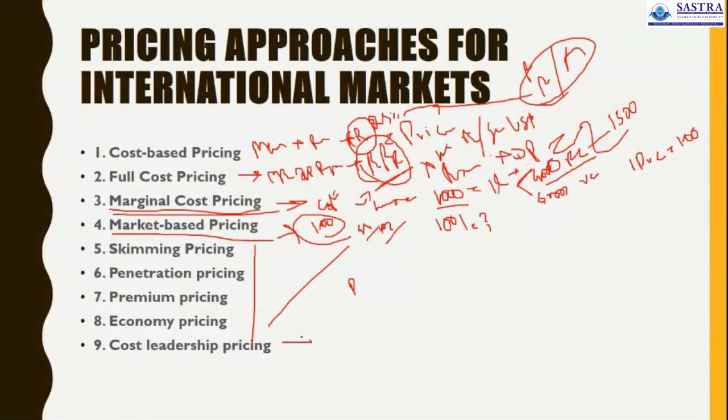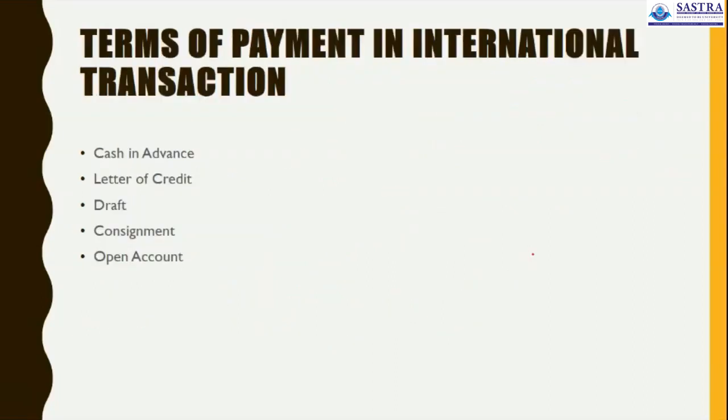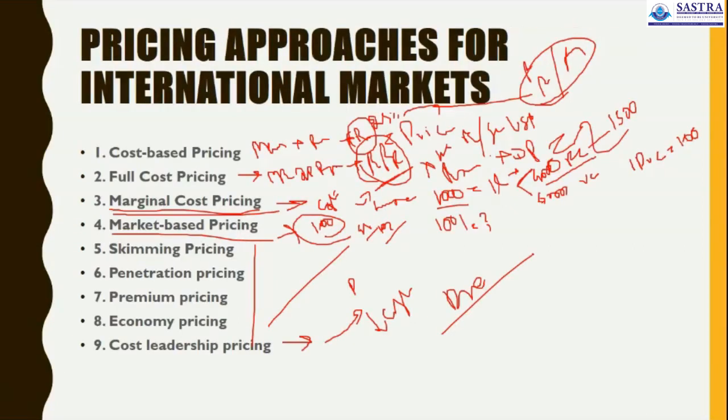And the next one is the cost leadership pricing strategy. Similar to market-based pricing, due to the competitive situation, they take advantage of cost, and the pricing strategy is decided on that basis. So they go for a higher volume of production, lowering the cost. With lower cost, they sell the product at a low price or a competitive price in the market. This type of pricing strategy we call cost leadership pricing strategy. So these are the pricing strategies in international business.